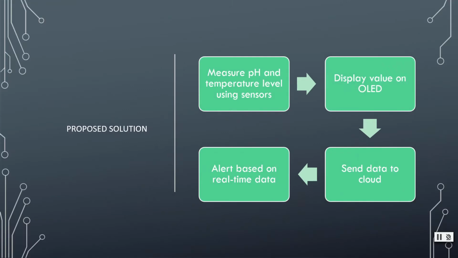So my proposed solution was to first measure the pH and temperature level of the fish tank using sensors, then display the value on the OLED, then send the signal to the cloud, and finally get alerted whenever there is a spike or drop of the value based on real-time data.